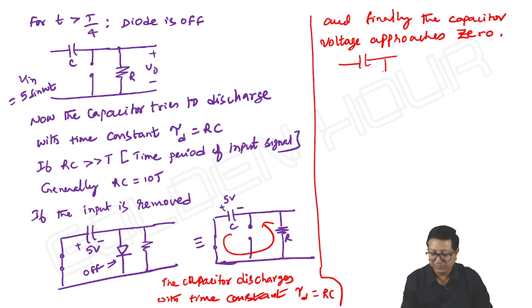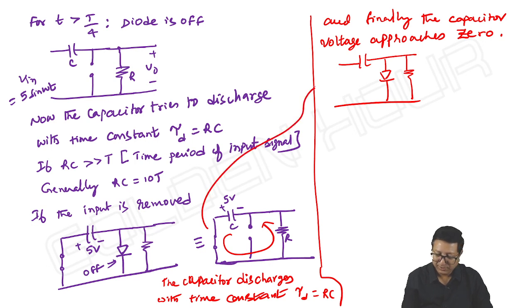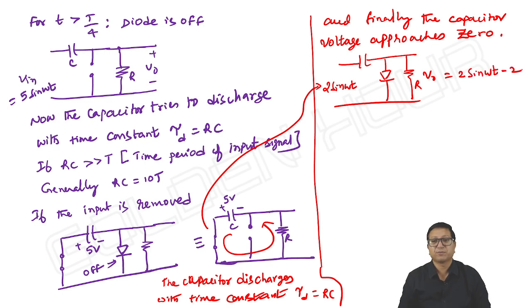So what is the thing next? Once you take the same clamper circuit, next if you apply some 2 sine omega t, then what happens? The same procedure. Now I can comfortably expect the output to be 2 sine omega t minus 2. Okay, the capacitor is now coming with 0 initial conditions. Why is it happening so? Because of the resistor we are connecting.